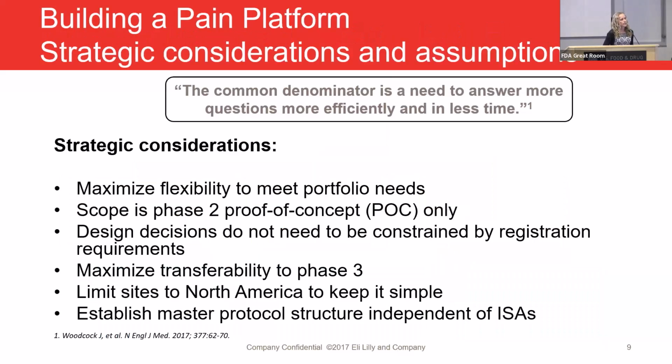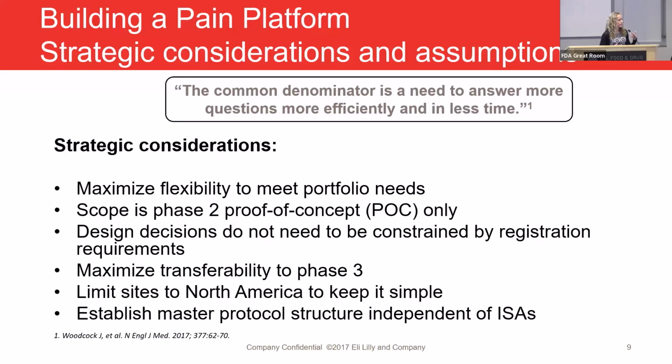Okay, so next I wanted to talk about some of the strategic considerations we were thinking about, highlighting the quote from the Woodcock-LaVange paper from the New England Journal. The common denominator here was we wanted to answer more questions more efficiently and in less time. From a strategic perspective, we knew that we had several molecules that were going to be coming forward. We had a lot of opportunity in our portfolio, but they were going to be coming in at different times, and we wanted to be able to make the best decisions about which ones to move forward and in what pain types.